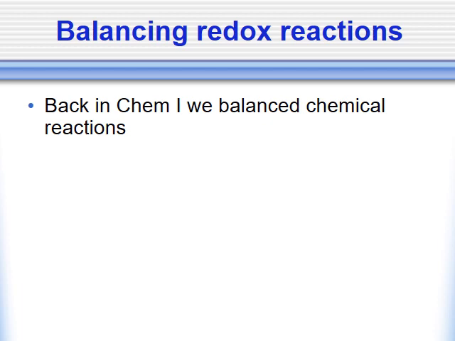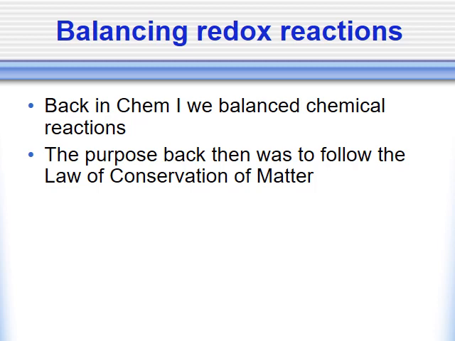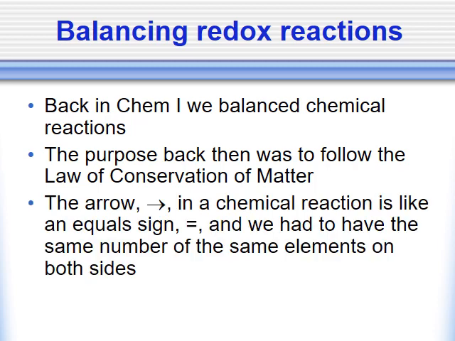So back in Chem 1, we balanced chemical reactions. The purpose for balancing chemical reactions is we had to follow the law of conservation of matter. The arrow in a chemical reaction is just like an equal sign. And we balance the reactions because we have to have the same number of the same element on both sides. It's like a math equation.